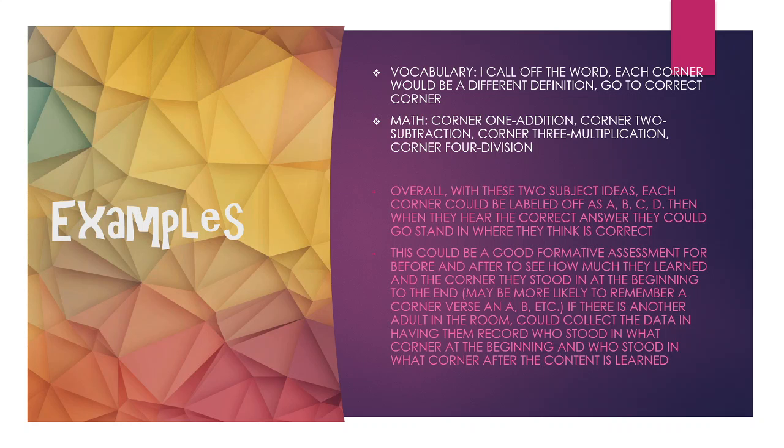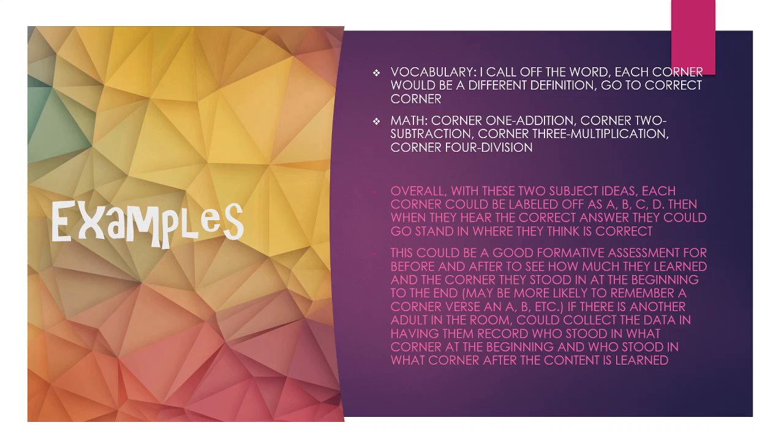For these subject ideas, each corner would be labeled A, B, C, D. Then they could hear the correct answer. They could go stand where they think is correct when they hear the answer that they think. It'd be a good formative assessment for before and after to see how much they learned. The corner they stood in at the beginning and at the end may be more likely to be remembered than an A, B, C, D setting.